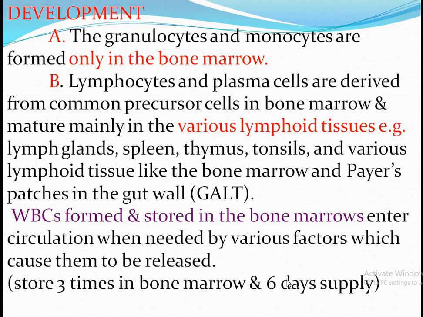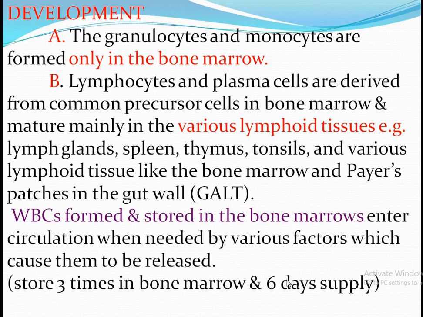For the development of all these cells, the granulocytes and monocytes are formed only in the bone marrow, while the lymphocytes and plasma cells are derived from common precursor cells in bone marrow and also mature mainly in the various lymphoid tissues. The lymphoid tissues of our body are mainly spleen, thymus, tonsil, and lymphoid tissue other than that is the Peyer's patches in the gut wall also.